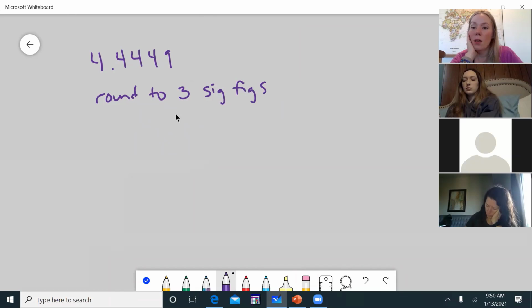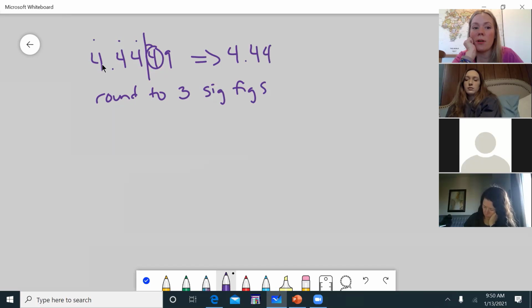When rounding to sig figs, start on the leftmost side. We're going to keep this number, this number, and this number, right? 3 spots. So I need to use the number that is just to the right to determine what happens with this final number here on the left. So what does the 4 tell this 4 to do? It tells it to stay. So my rounded value should be 4.44.